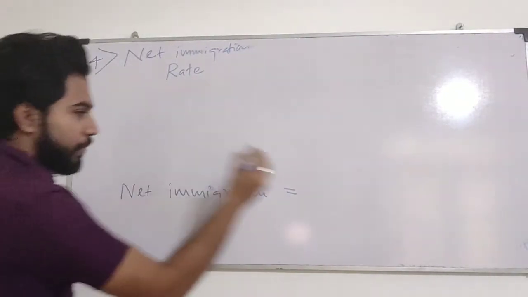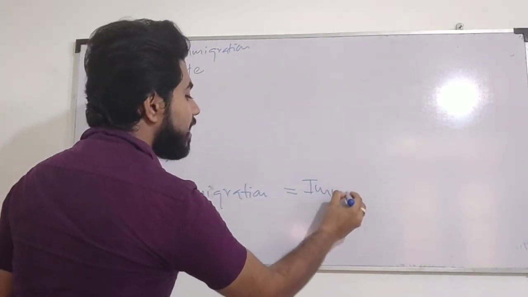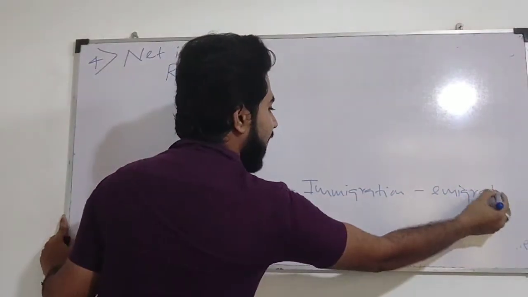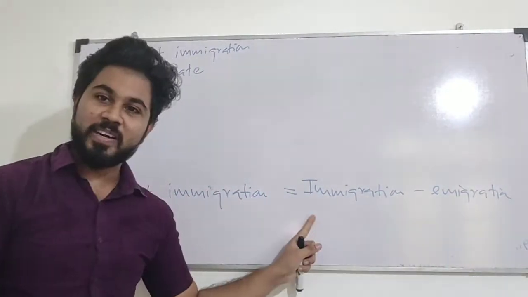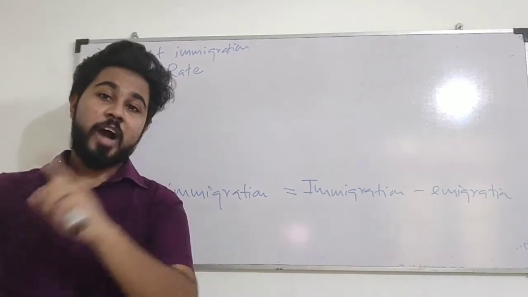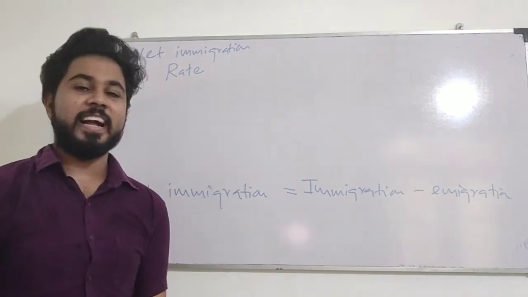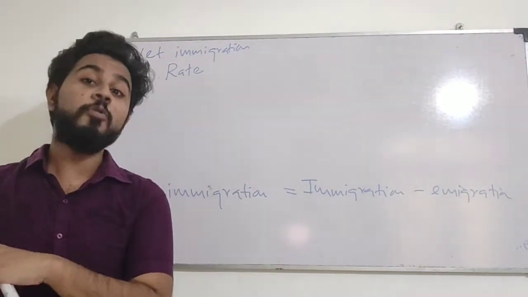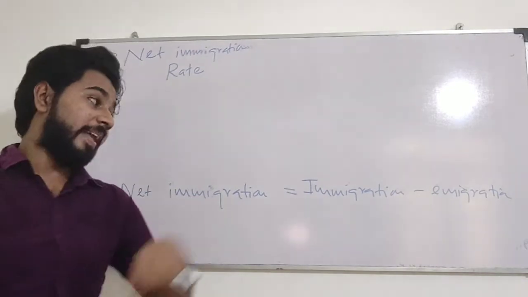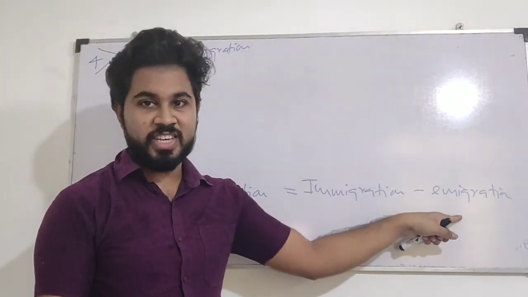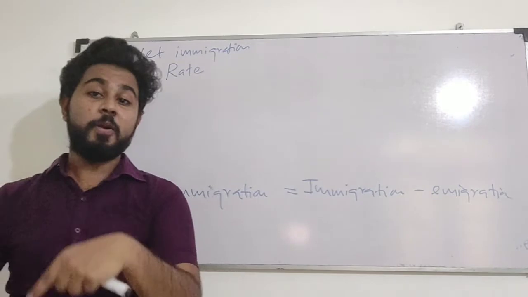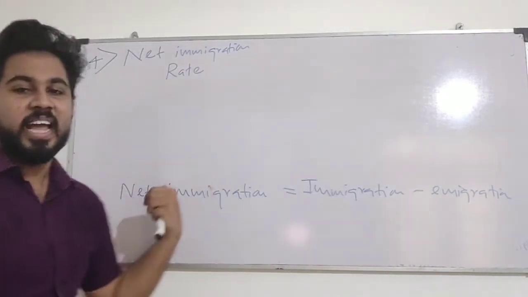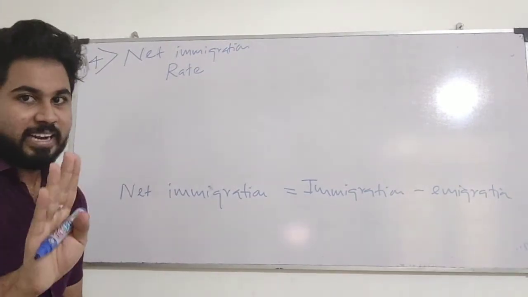is equal to what? Immigration minus emigration. So as I told earlier in the last video, if outsiders come into Sri Lanka, then that is immigration. If Sri Lankans go out from Sri Lanka for permanent residence, then we call it emigration. The difference between the number of people who came in and the number of people who went out is known as net immigration. Am I clear for you all?